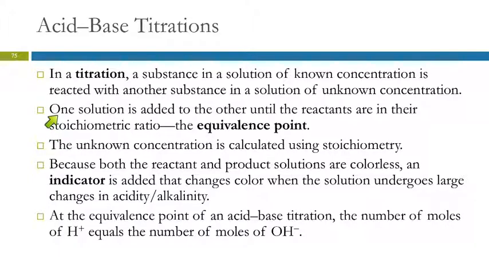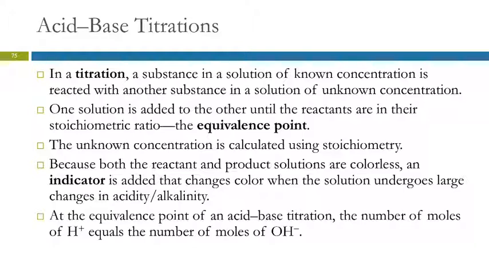So, we add the one solution to the other until we get the stoichiometric ratio. So if it's 1 mole of this to 1 mole of that, we'll keep adding this second solution until we have equal moles of both. That's called the equivalence point, when they are equivalent to each other. And then we can calculate the unknown concentration using solution stoichiometry.